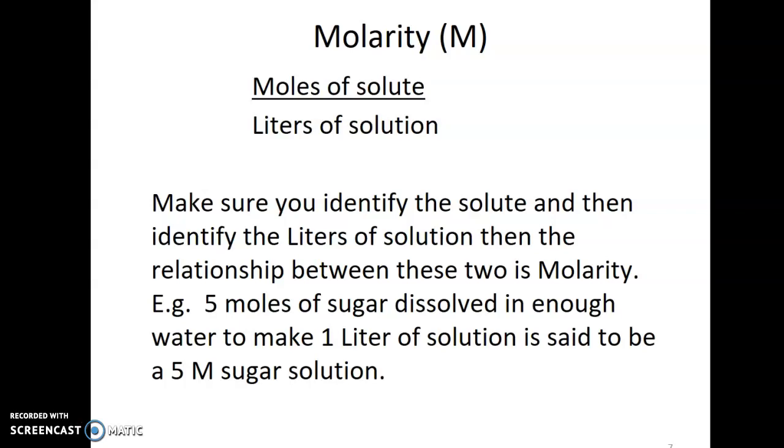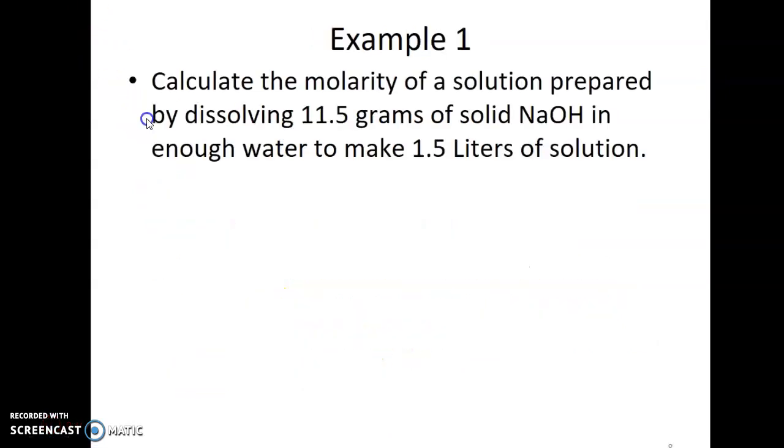So for example here, we have 5 moles of sugar dissolved in enough water to make 1 liter of solution. And notice the terminology. I'm saying dissolved in enough water to make 1 liter of solution. I'm not saying dissolved in 1 liter of water. Now granted, it'll be about the same, but it's technically the solution. So realize then if I do that, it's 5 moles divided by 1 liter, a 5 molar sugar solution.